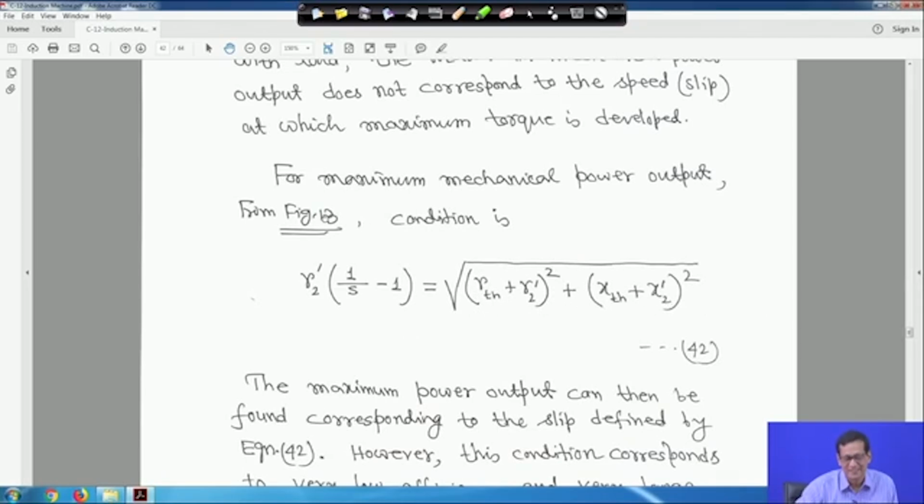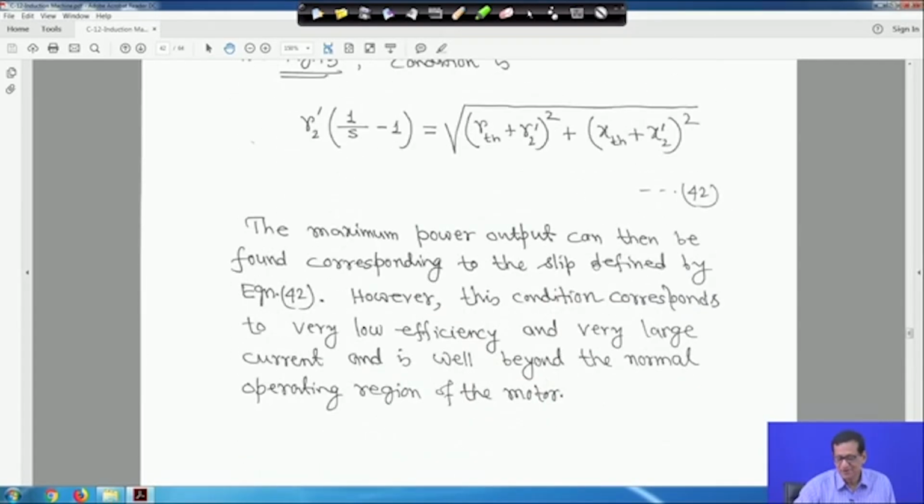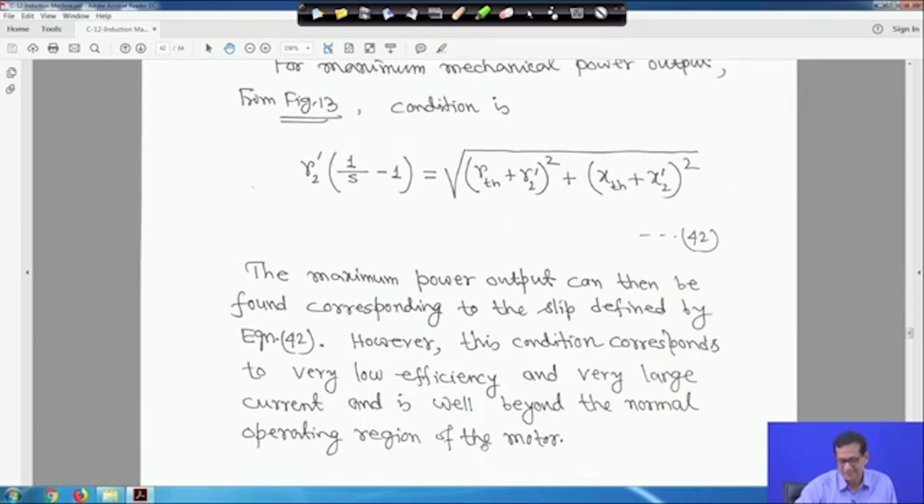Go to figure 13, where R2' has been separated, and look at the circuit: for maximum mechanical power output, this load resistance must be equal to this one, but it is physically not possible. Maximum power output can then be found corresponding to the slip defined by equation 42. However, this condition corresponds to very low efficiency and very large current, and is well beyond the normal operating region of the motor. So it is physically not possible.